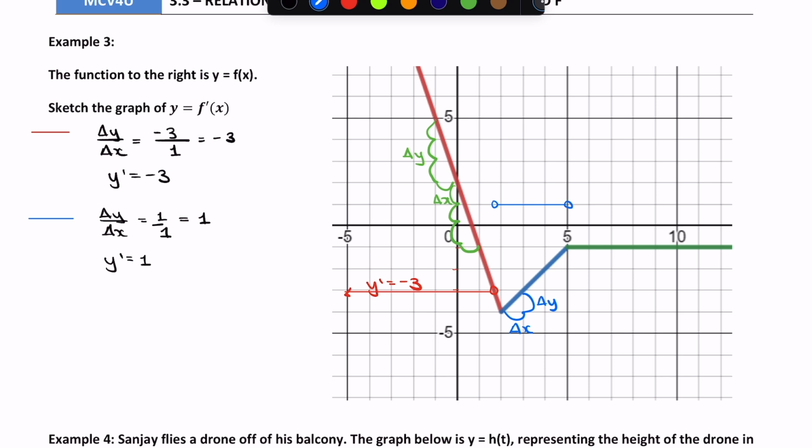So if we look at the green line, we see here that, again, it's a horizontal line, which means that the slope is going to be equal to 0. So here, m is equal to 0, which means that y prime is equal to 0. And so this last point goes here and continues.